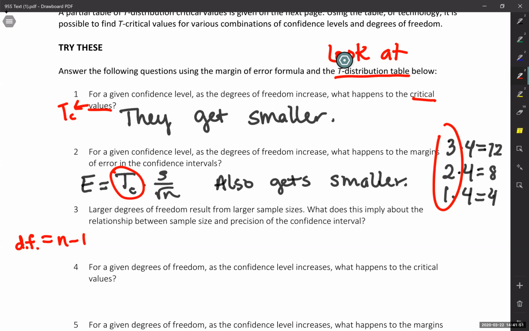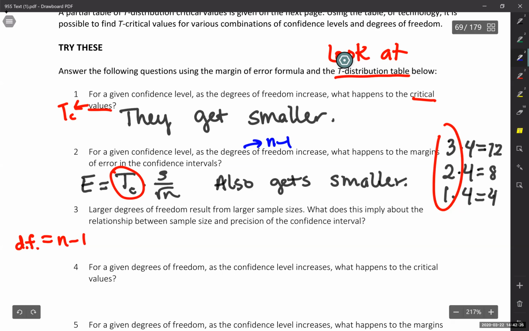Well, as the sample size increases, let me just connect the dots here. As the degrees of freedom increase, which would translate to our sample size also increasing, the margin of error gets smaller. So if our sample size gets bigger, which is the same as our degrees of freedom getting bigger, then our margin of error is getting smaller.